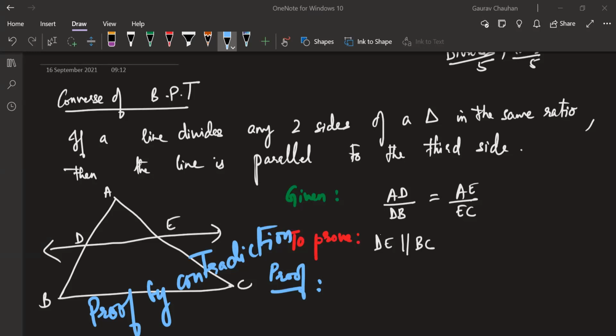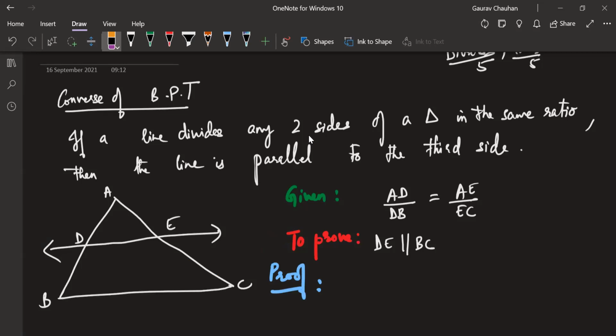Sir, I don't remember, but I'll guess. We make a statement which is false, then we prove it, and if it becomes false, then the actual statement is true. Perfect, very good. The word contradiction means that if I say something and Nishchay says something completely opposite, we are contradicting each other.